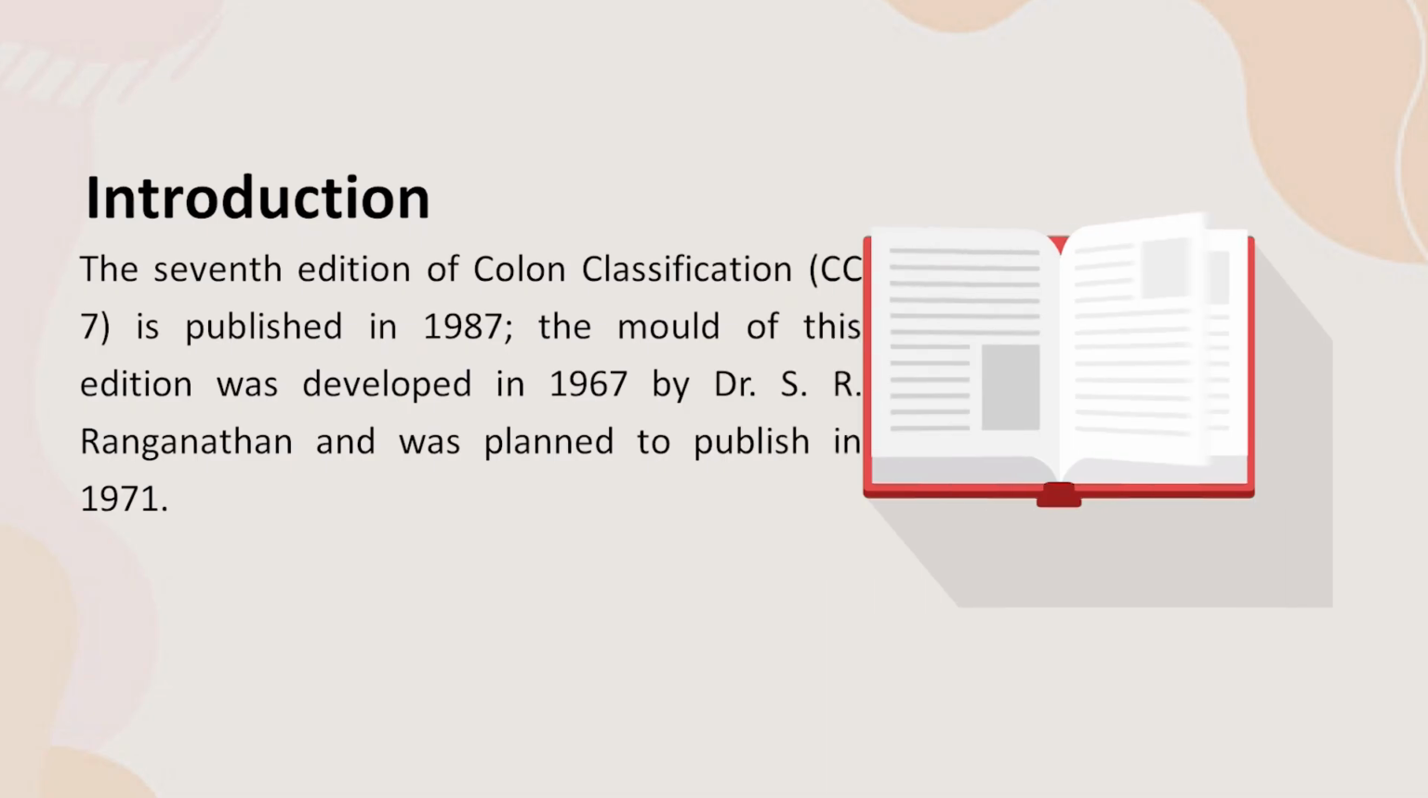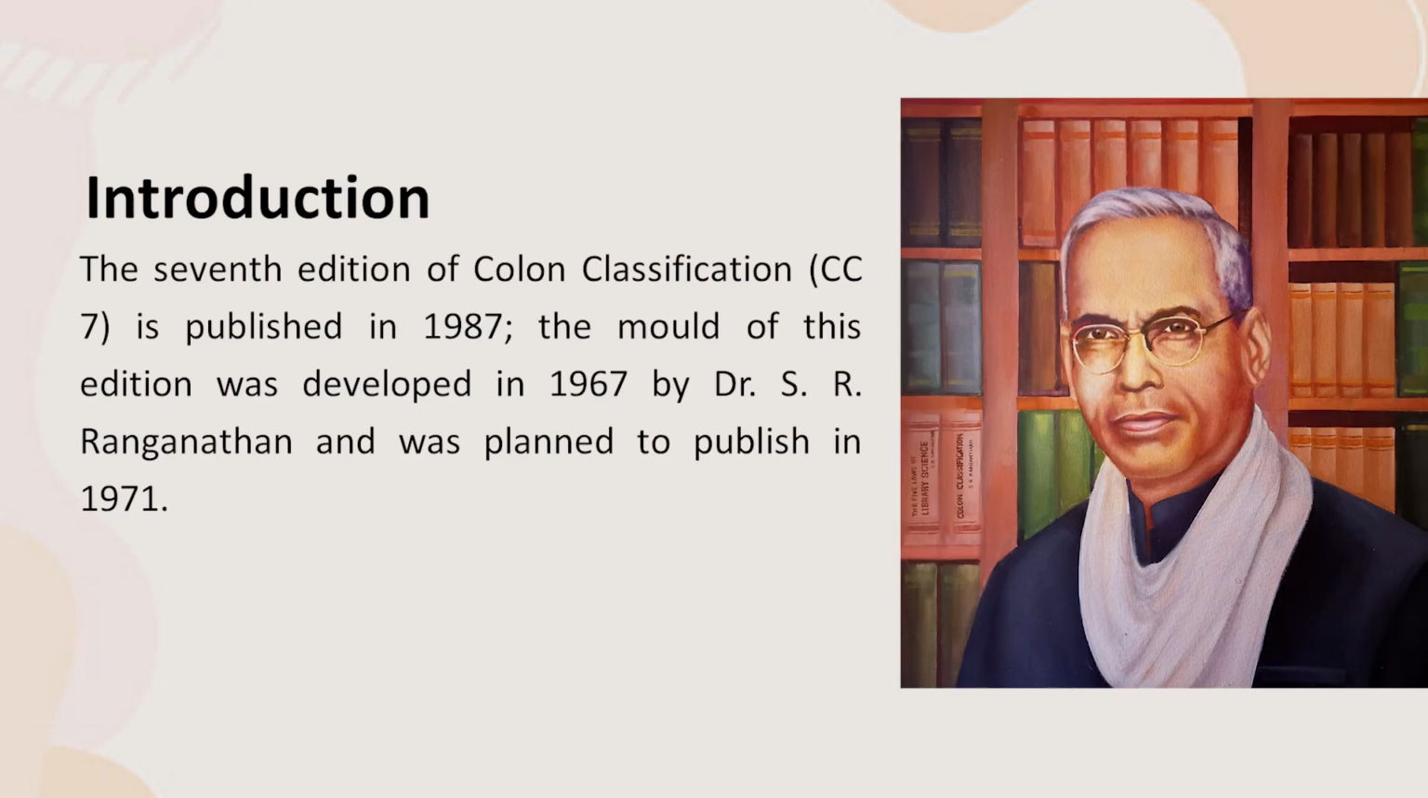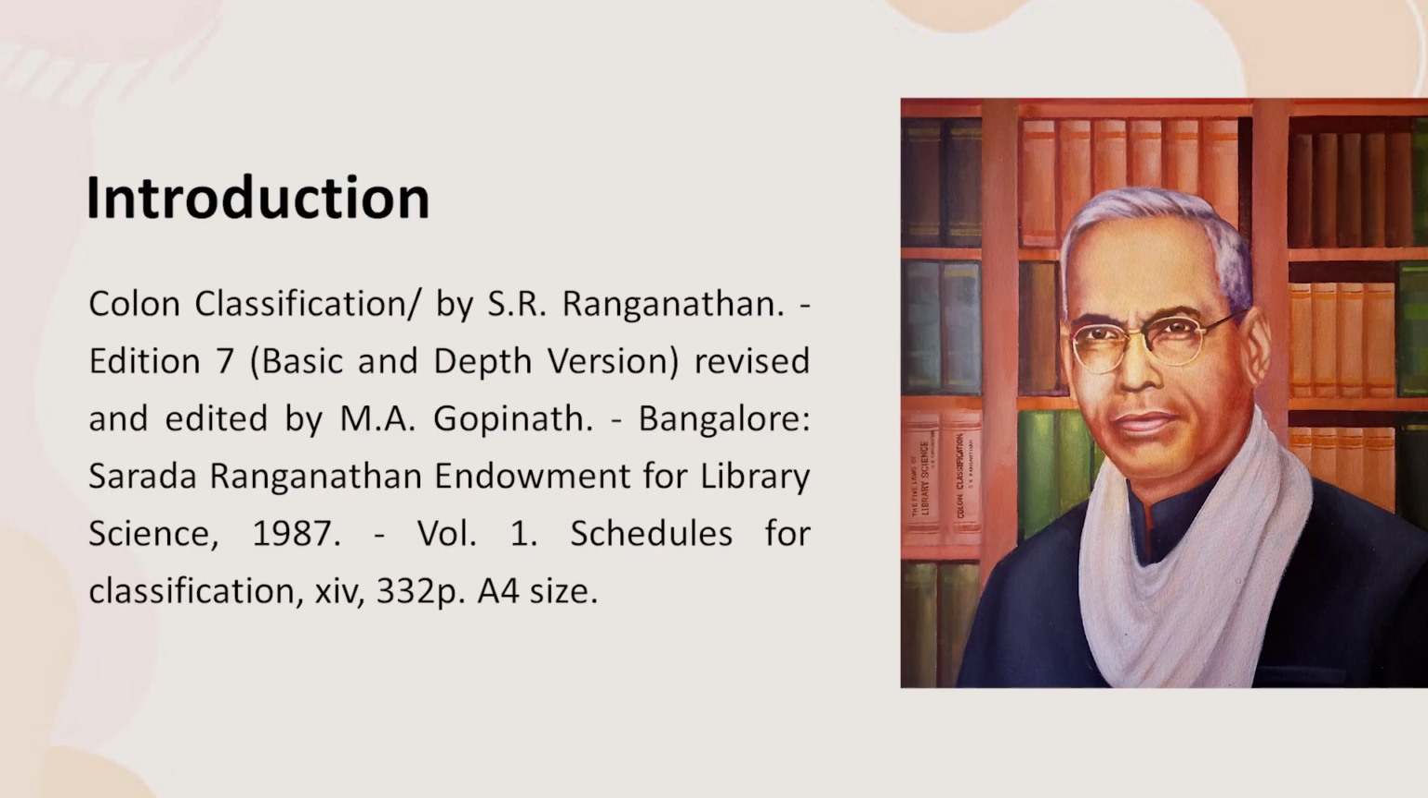The 7th edition of colon classification, hereinafter we will mention it as CC7, was published in 1987. The mold of this edition was developed in 1967 by Dr. S.R. Ranganathan, and it was planned to be published in 1971. The bibliographical description of colon classification 7th edition, which was published in 1987, is given here.